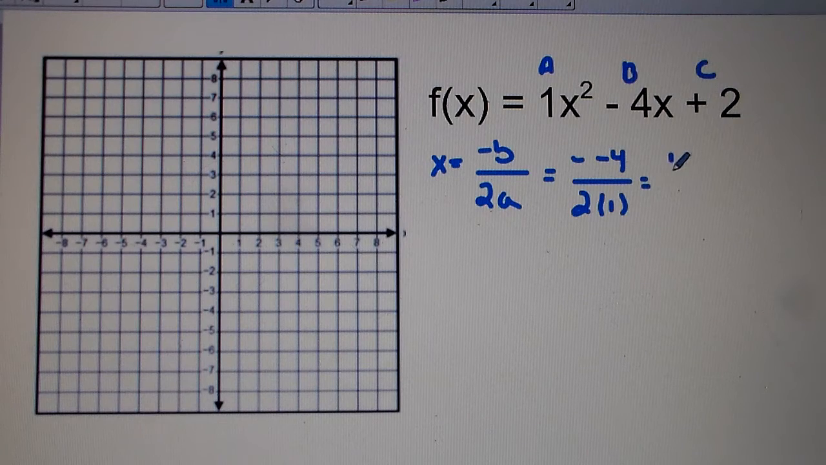Minus a negative 4 is really positive 4. And 2 times 1 is 2. 4 divided by 2 is 2. So my x value on my vertex is going to be 2.